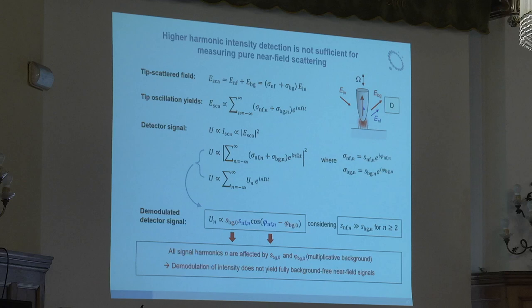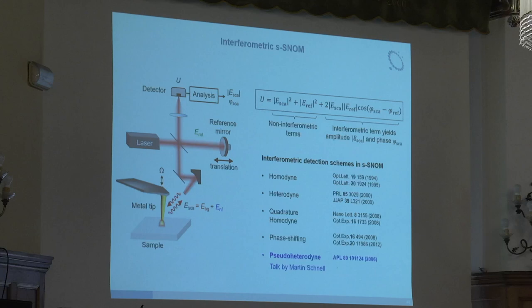You take an approach curve. You will see that actually at higher harmonics, the signal will go down to zero. And you may think, oh, I have a background-free signal. But if you do that without an interferometer, you will see this here. Because you can see it here. Once the nth harmonic of the near-field signal is zero, as this is all multiplicative here, the whole signal will go to zero. Also, you have the background here multiplicatively in. Okay.